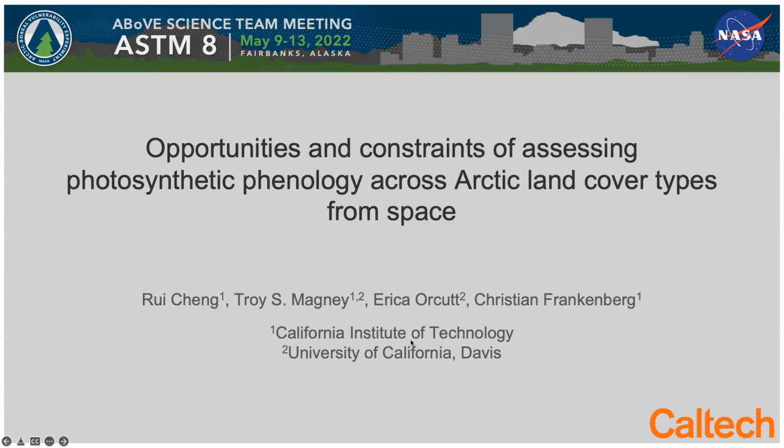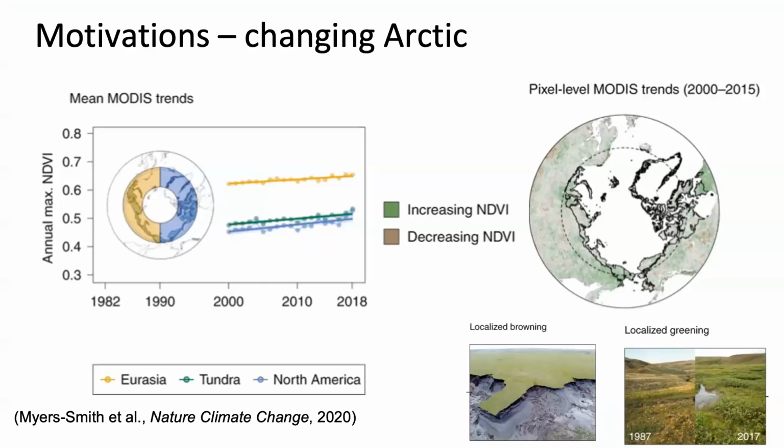Thank you. So my name is Rachel. I'm a PhD candidate at Caltech. Thank you for the opportunity to present an ongoing project in my group. Our project's goal is to showcase some opportunities and constraints of assessing photosynthetic phenology across Arctic land cover types from space. Our motivation is the changing Arctic, especially the important role of vegetation in the Arctic in terms of global carbon cycling.